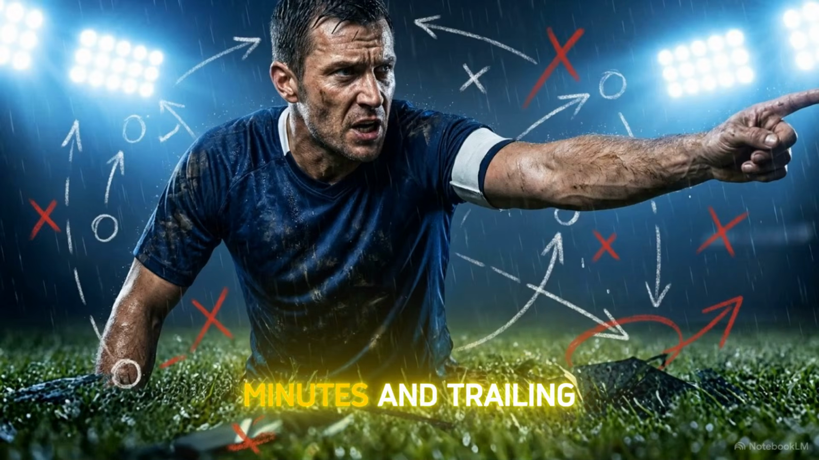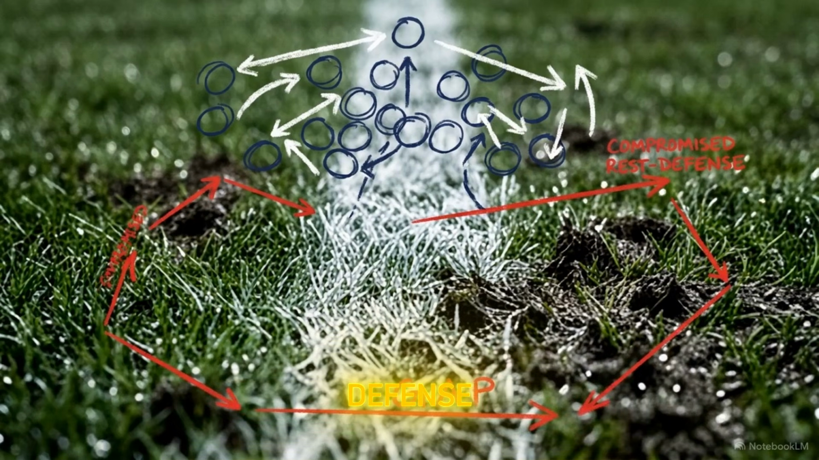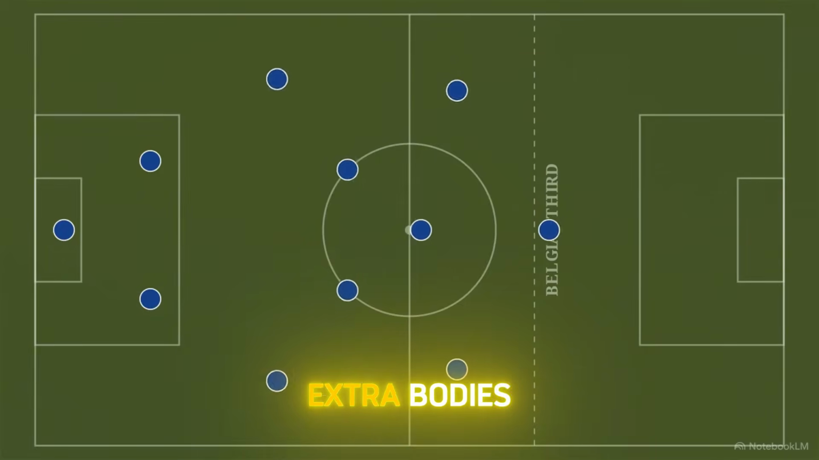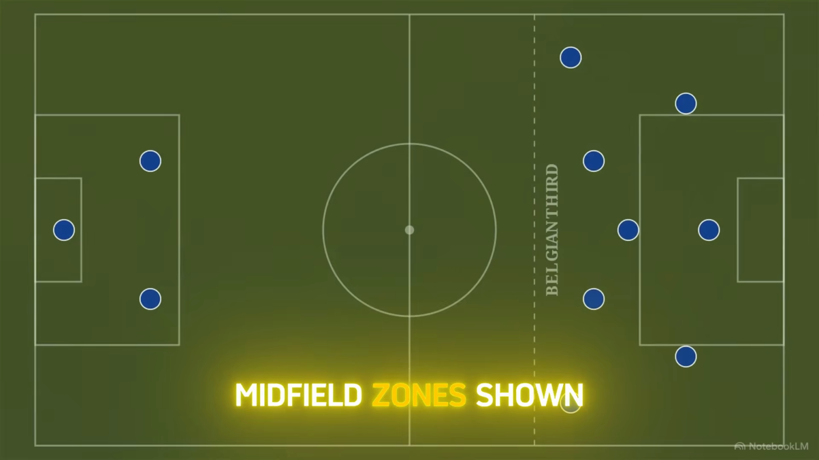Entering the final 15 minutes and trailing 3-1, the U.S. adopted an aggressive offensive posture. This posture required compromising their rest defense, the structural shape a team maintains while attacking to prevent immediate counterattacks. The U.S. committed extra bodies forward into the Belgian third, vacating the defensive midfield zones shown here.